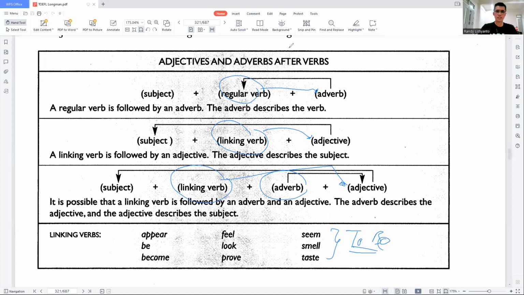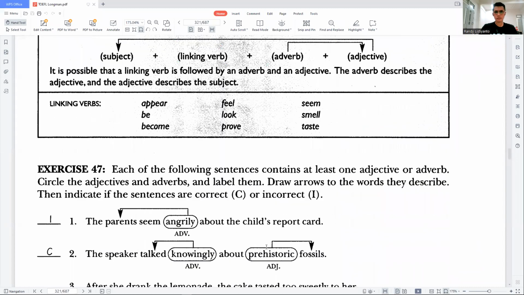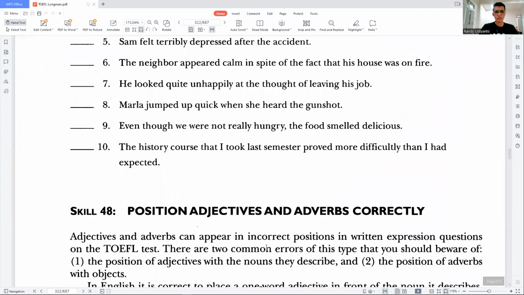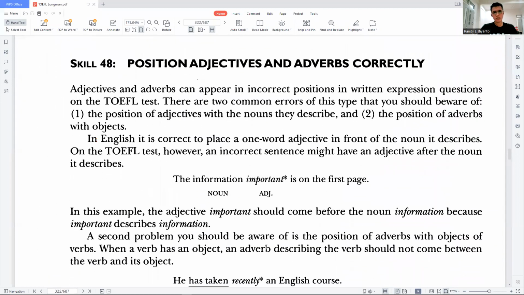Okay, let's move on to the last skill. Position adjectives and adverbs correctly. So we're going to talk about positions here. Adverbs can appear in incorrect position in written expressions and simple tasks. There are two common errors of this type that you should be aware of. First, position of adjective with the nouns that they describe, and the position of adverbs with objects.